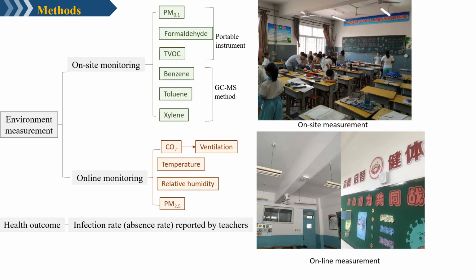As shown in this slide, on-site measurements of ultrafine particles, aldehyde, and TVOC were made by portable instruments. The concentrations of benzene, toluene, and xylene were identified through air sampling and the GCMS method. The concentrations of CO2, air temperature, relative humidity, and PM2.5 were monitored by sensors installed in classrooms. The online data was transferred to a hub and downloaded by researchers through the internet. The respiratory infection rates and the consequent absence rate were reported by teachers every day.